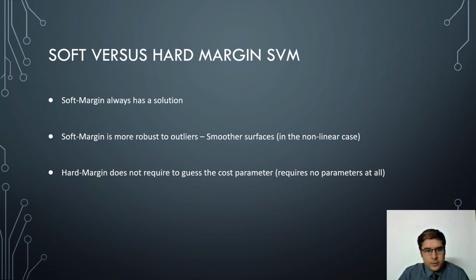Soft versus hard margin support vector machine. Soft margin always has a solution. So even if hard margin does not classify the target test value properly, soft margin will always, on the contrary, classify it properly. Soft margin is more robust to outliers. As discussed, if any outliers are there in one class, soft margin is more robust in classifying it, and soft margin results in smoother surfaces in the non-linear case. Hard margin does not require guessing the cost parameter, and it requires no parameters at all. But soft margin requires a cost parameter, and we need to tune it as well for our model.